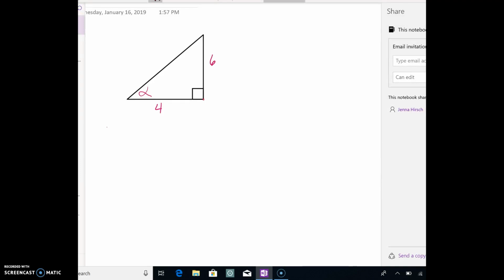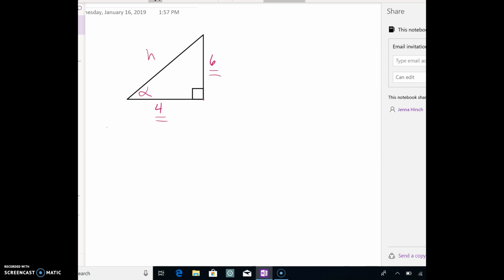Okay, so for this example, we want to find all 6 trig ratios of alpha on this right triangle. But before we can do that, we have to know what all 3 sides of the triangle are. And if you take a look at this triangle, we don't know all 3 sides. We only know 2 out of the 3. We know the leg and the other leg, but we're missing the hypotenuse. So let's just call that h.